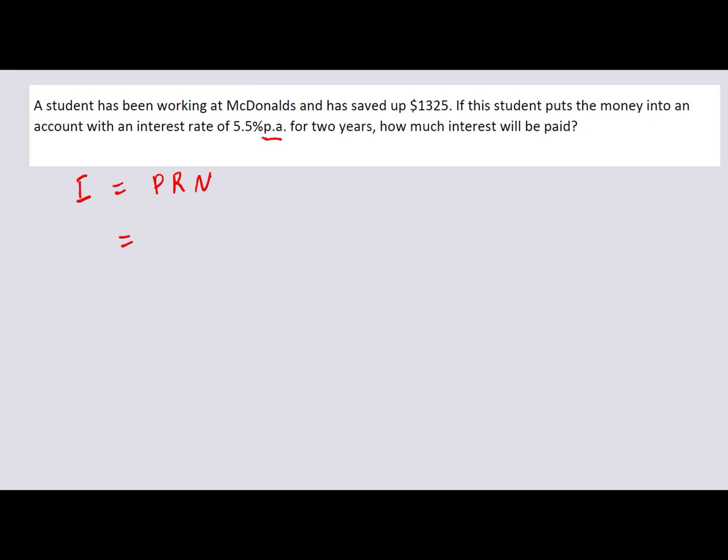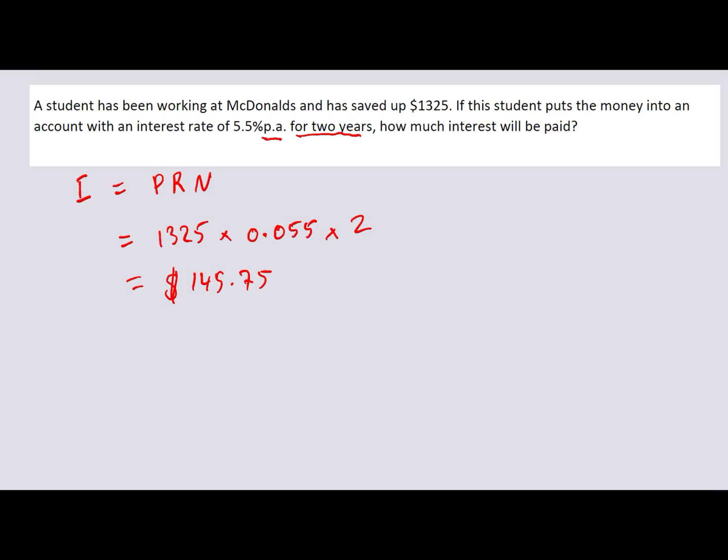So the principal we know is 1,325 times the rate of interest 0.055 times the number of times we'll get paid, which was 2. And now just use a calculator. 1,325 times 0.055 times 2. And that is, in dollars, 145.75. 2 decimal places for American money.